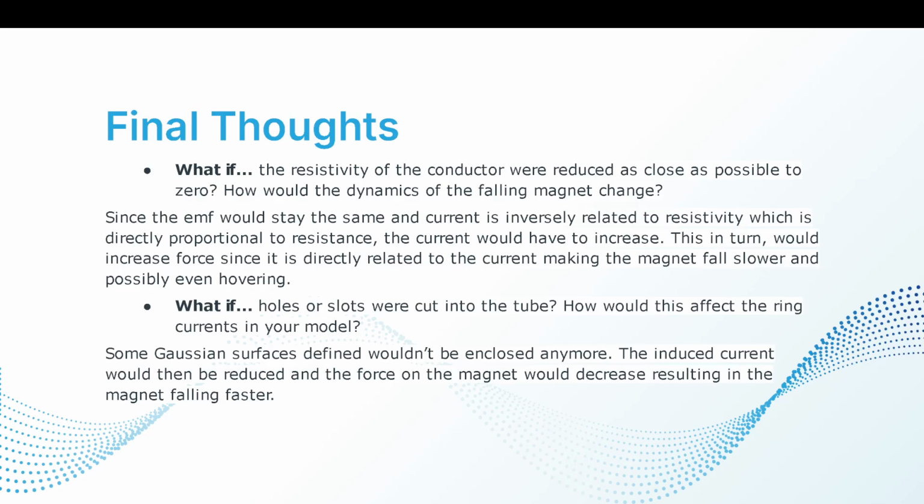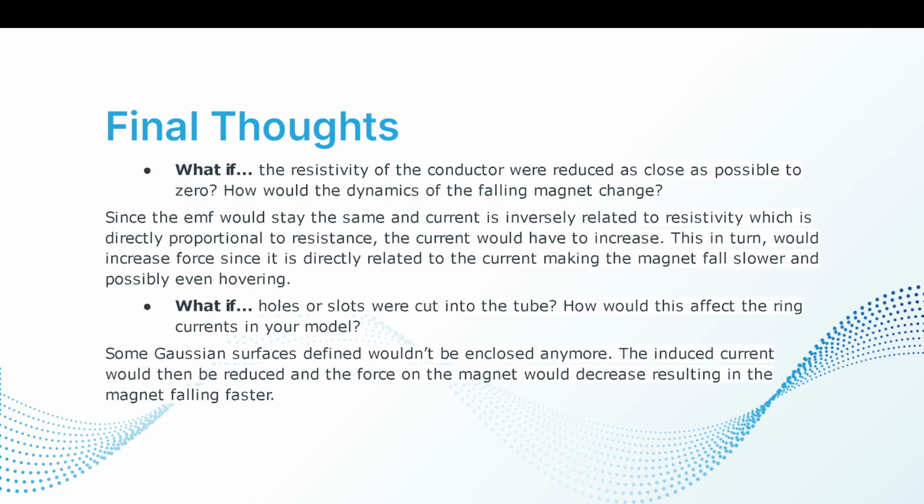Now, what if the resistivity was reduced to nearly 0? The EMF would stay the same, but the current is inversely related, since I equals EMF over R. This would increase the current a lot, and in turn would increase the force, since force equals current times L cross B, and make it fall slower.